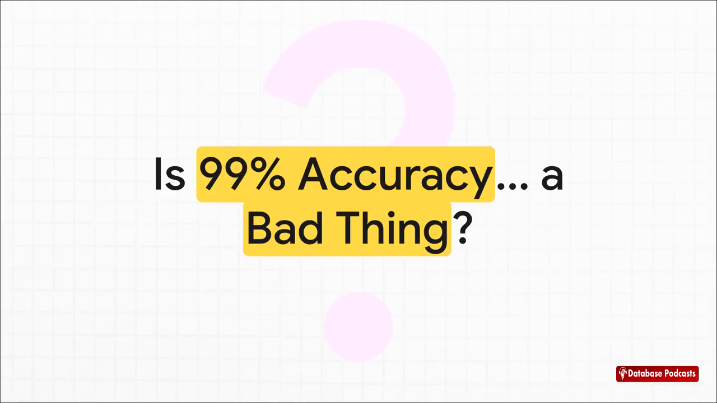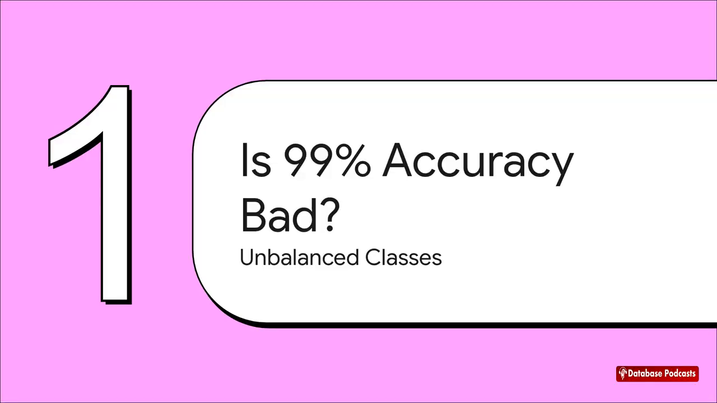So let's start with a question that sounds a little crazy, right? Can 99% accuracy actually be a bad thing? I mean, you've trained your model, you see that incredible score, and you're thinking, awesome, I'm done. But, well, not so fast. In some situations, a near-perfect accuracy score is actually hiding a massive, massive failure. And that brings us to our first big topic, this whole problem with unbalanced classes.